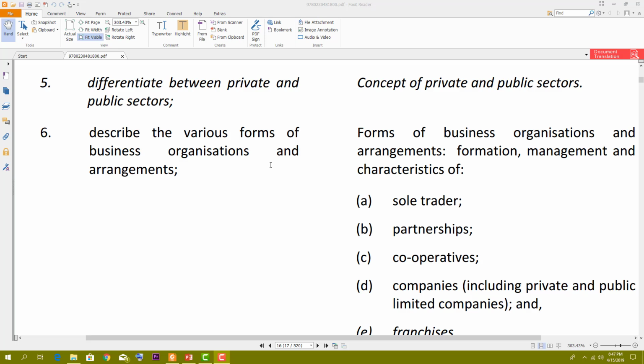You have different forms of businesses, so we're going to break it down and look at the sole trader and the partnership later. But today we're going to look at the differences between private and public sectors, and the concepts that go along with those things. These topics can be really in depth, but because CSEC is a high school level, we are just going to touch the surface of these concepts. So let's just jump right into it.